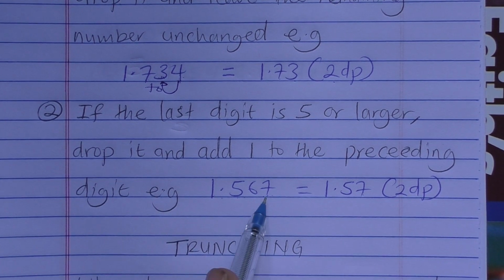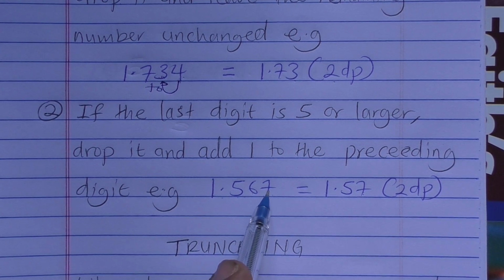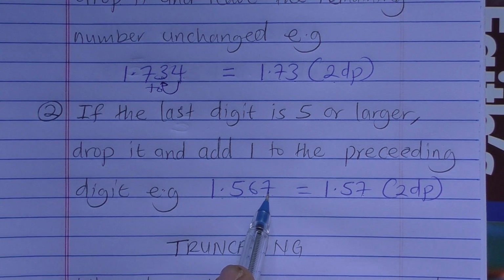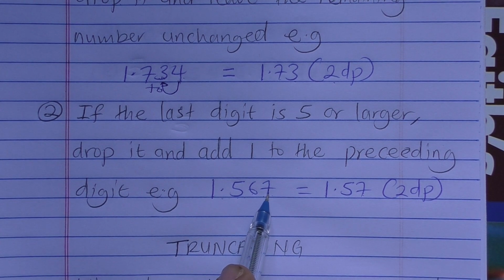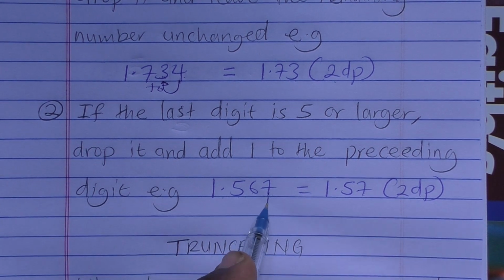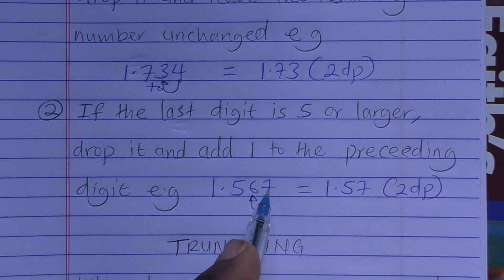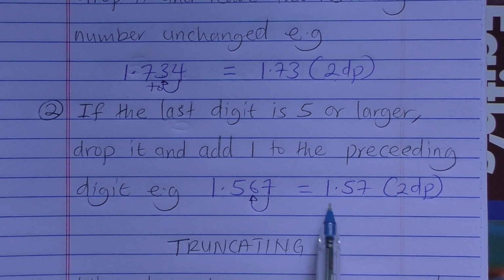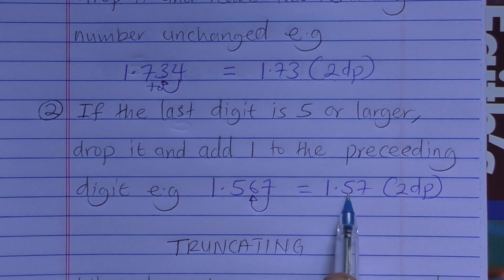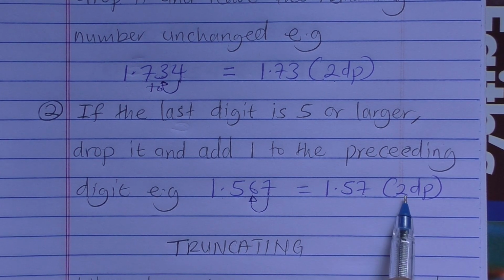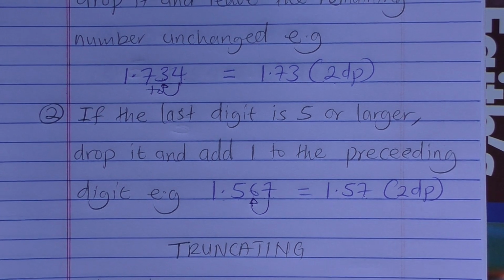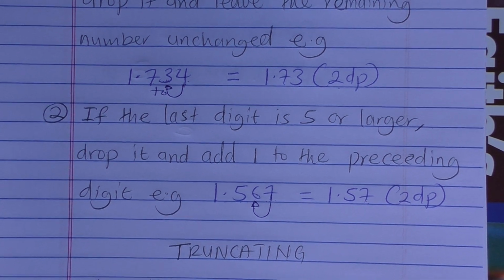So assuming we are rounding off to 2 decimal places, since this one is 5 and above, it has a big impact on the value, and therefore during rounding off we add a 1 to 6 and drop this. That is, we shall end up with 1.57 to 2 decimal places. That's how we round off.